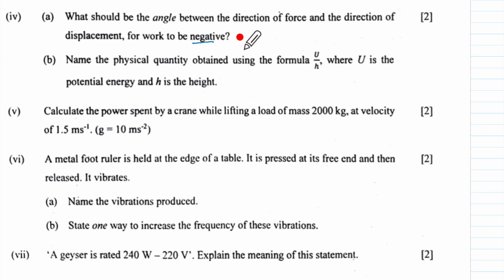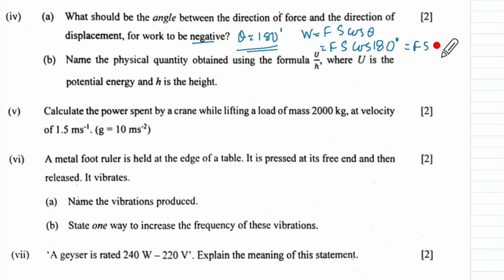Work is negative when theta is 180 degrees, and this theta is the angle between the direction of force and the direction of displacement. Then you can say that work is equal to Fs cos theta, which is equal to F into S into cos 180 degrees, which is equal to Fs into minus 1, which is minus Fs, and that is how we'll get negative work.